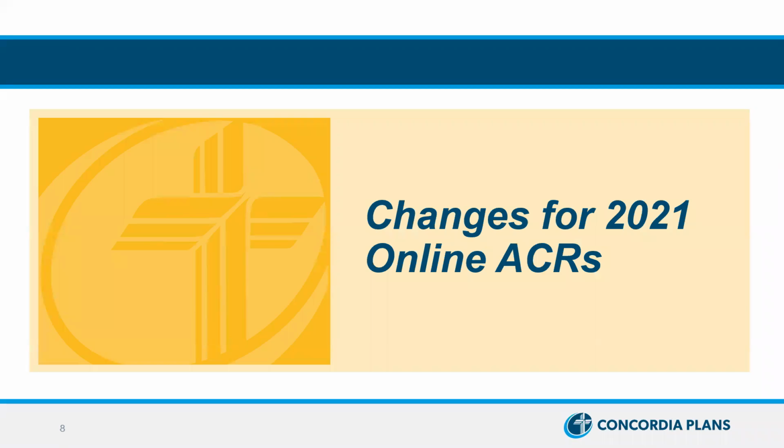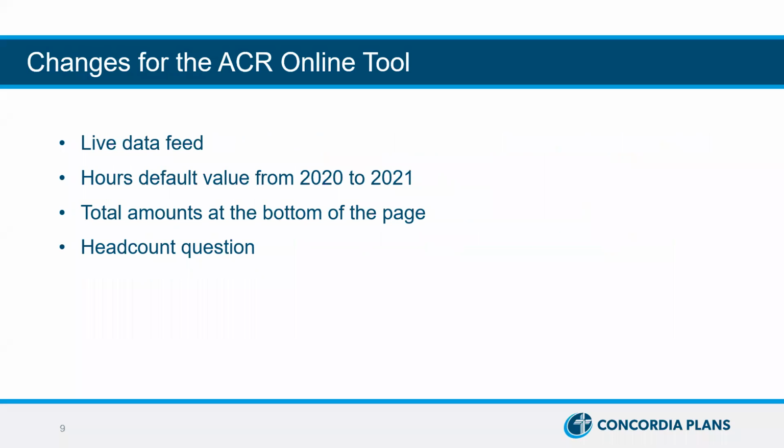So we made changes because we listened to your feedback. Here are some of those changes, which we will touch on in more detail when we get into the live demo. But just so you're aware of them, the information that appears in the tool is live data. Scheduled hours will default from 2020 to 2021. You are still able to make changes to the hours if necessary. The overall compensation reported will be listed at the bottom of your list of workers. And we are requesting you to indicate the total workers, whether full-time or part-time, that you employ.